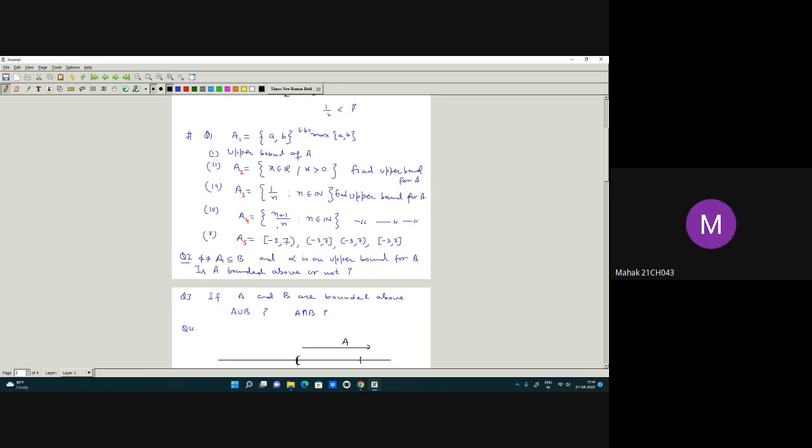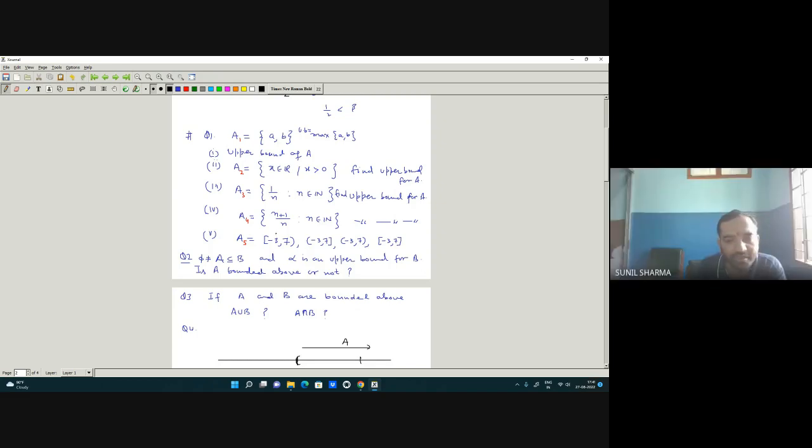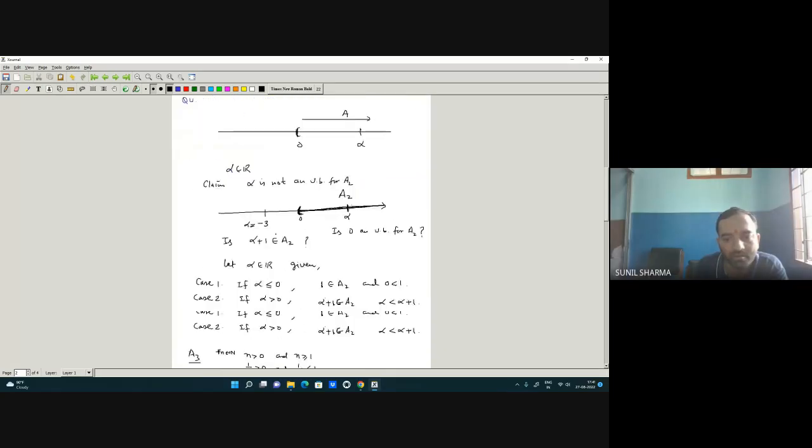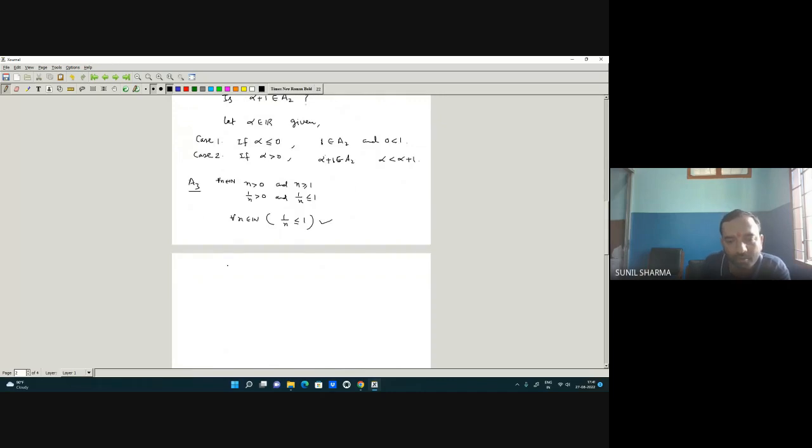1. 2. Raise your hand. Sahil, sir, 2. 2 is the upper bound. So tell me how you prove this, that 2 is the upper bound.